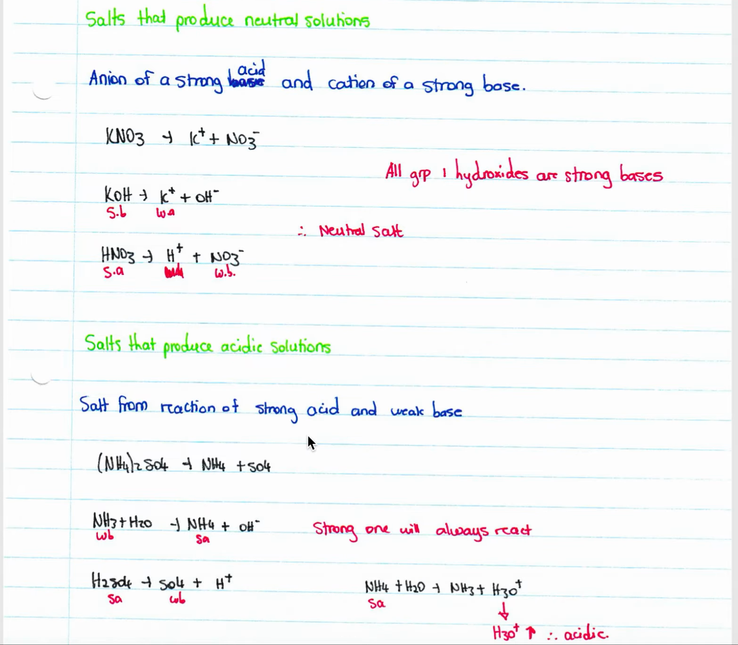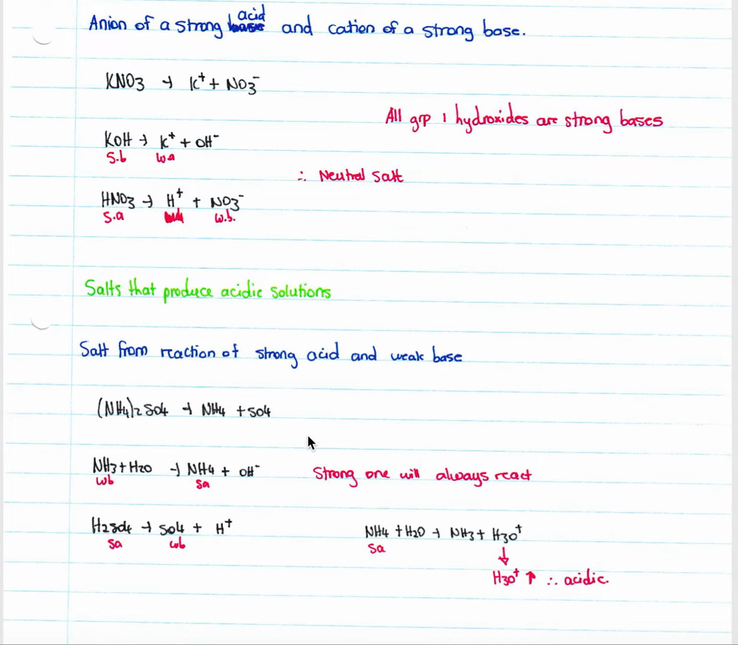Salts that produce acidic solutions come from a reaction of a strong acid and a weak base. If we look at this, (NH4)2SO4 will form NH4 plus and SO4 2 minus. NH4 would have come from NH3 being a weak base to form NH4, and H2SO4 would have given us our SO4.